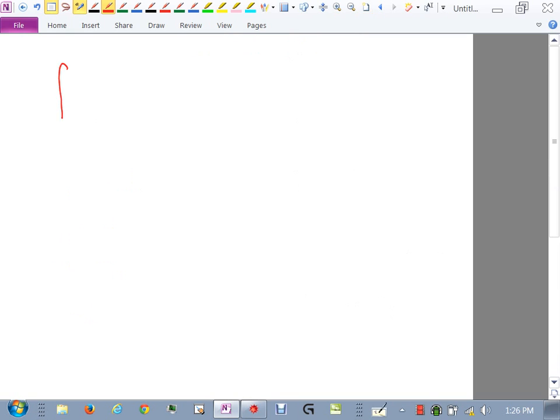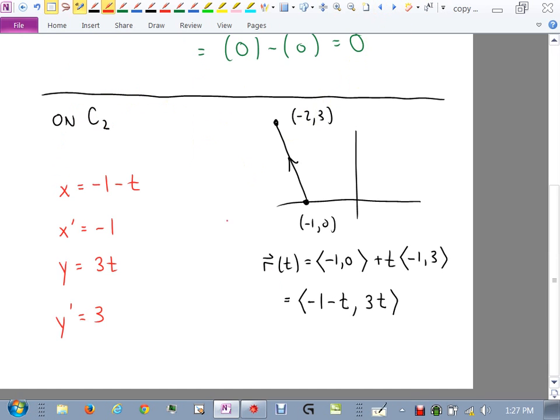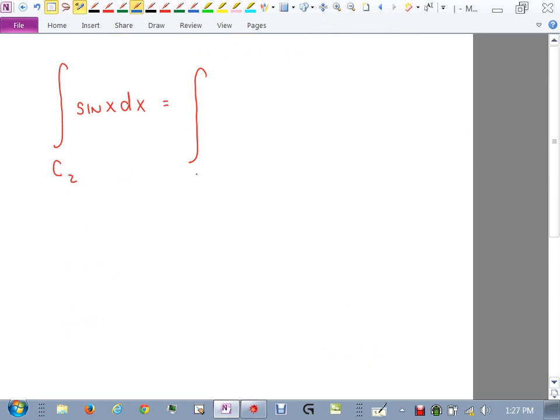So the line integral over C2 of sine x dx is turning out to be, oh, we didn't talk about the restriction on t. Oops. What's the restriction on t? What will it always be if you do a line segment the way that I've shown you here? 0 to 1. You have to have your restriction. So 0 to 1. That gives you your limits of integration back here, 0 to 1.